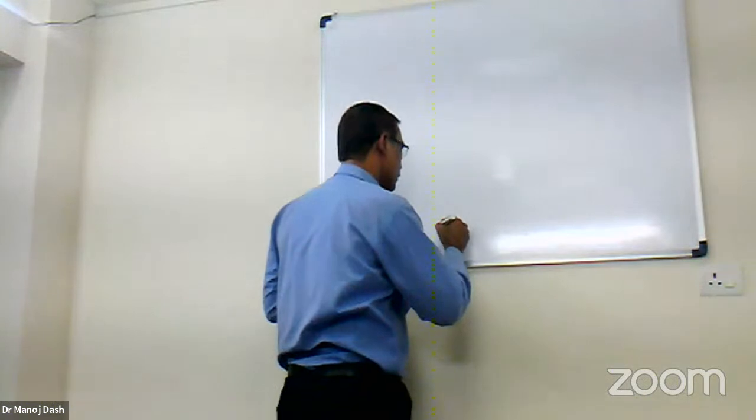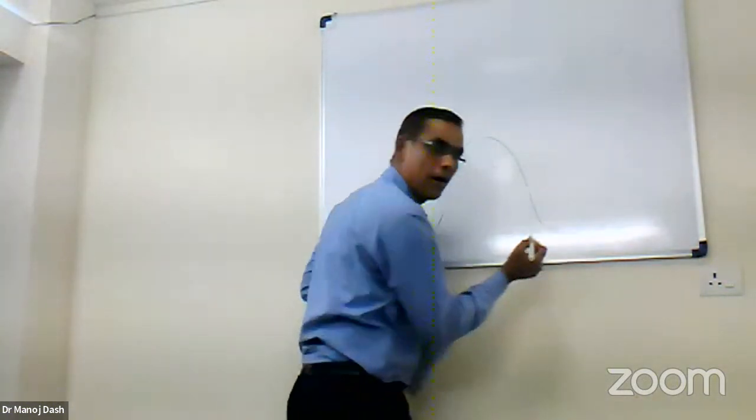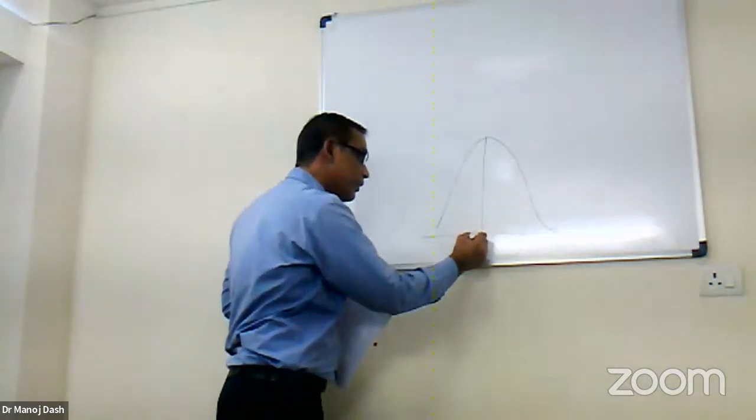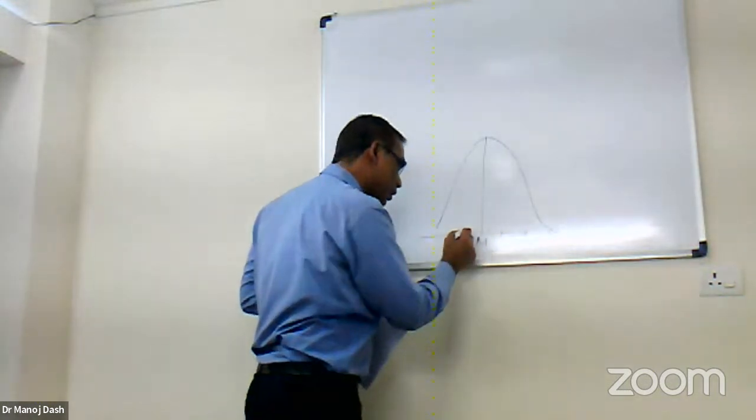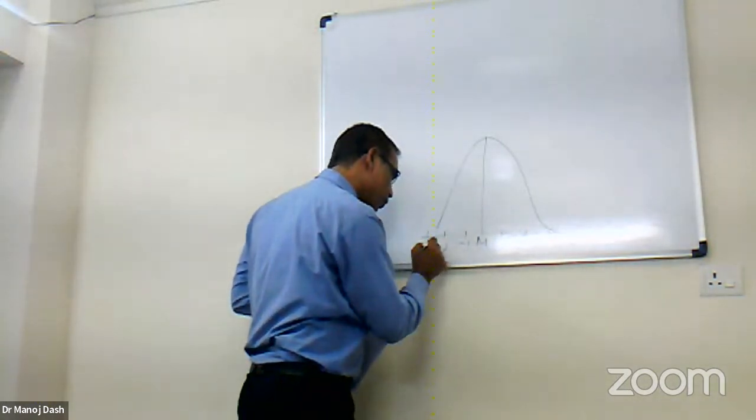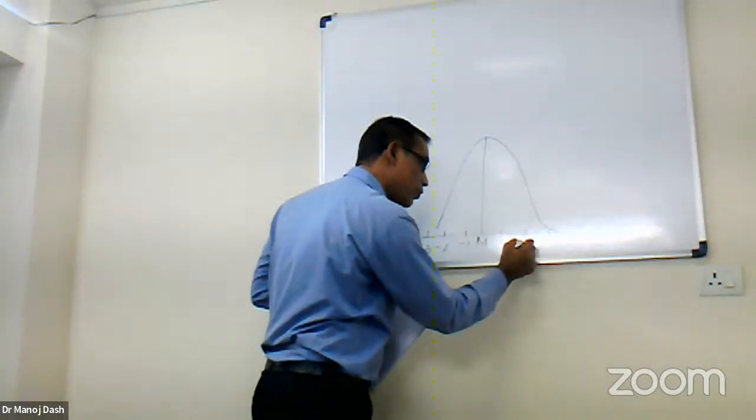The question is: calculate the area and percentage under the normal probability curve for 1 sigma, 2 sigma, and 3 sigma with respect to the mean. What is the percentage of area covered between 1 sigma, 2 sigma, and 3 sigma? If you look at the normal probability curve, this is the mean. 1 sigma, 2 sigma, 3 sigma, -1, -2, -3, and +1, +2, +3.